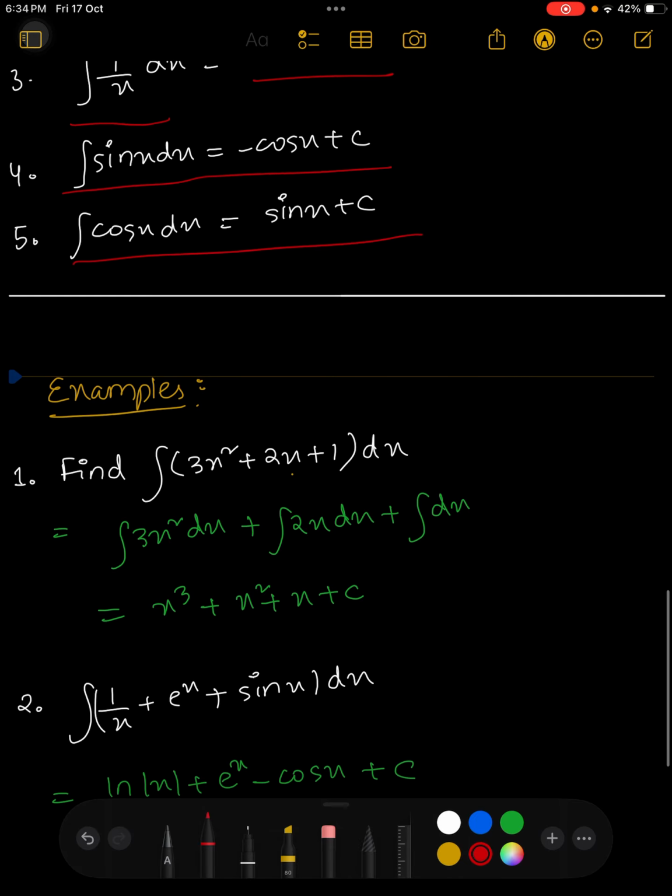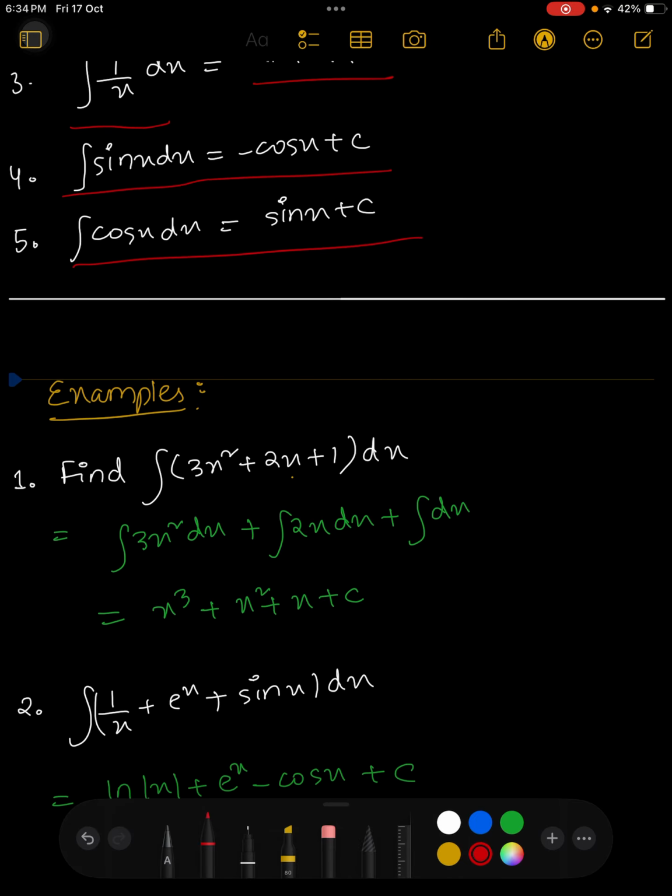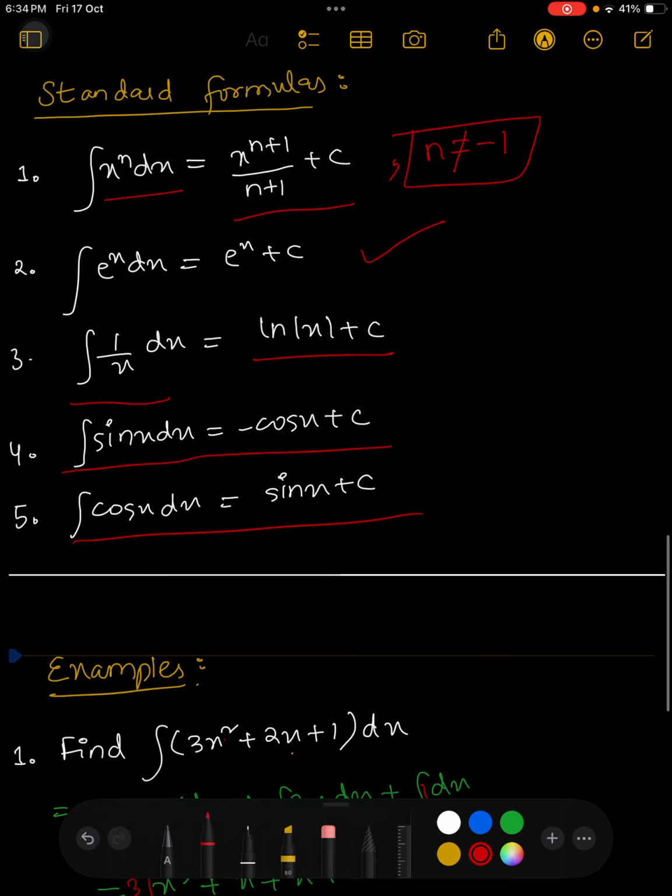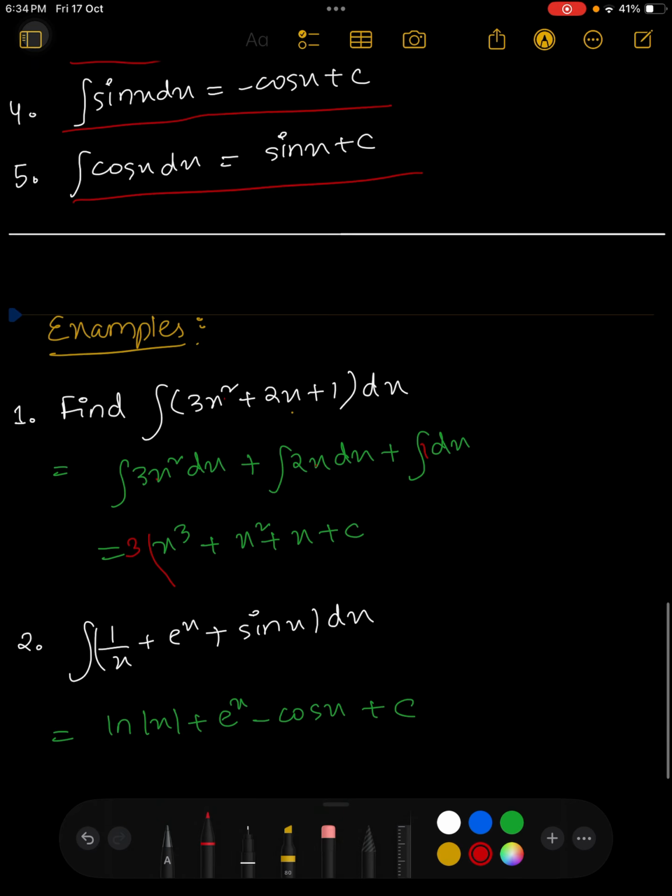So we'll see one or two examples here for integration. Find the integration of 3x squared plus 2x plus 1 dx. First we'll divide it into different parts: integration of 3x squared dx plus integration of 2x dx plus integration of 1 dx. Now we know 3 is a constant, so we'll take it out, and then the integration of x square is, see here the formula, x cube by 3. So it would be 3 times x cube by 3, and this would get cancelled, it would become x cube. Similarly here it would become x square by 2, and both would get cancelled, giving x square. And here the integration of dx is x, plus a constant, right?